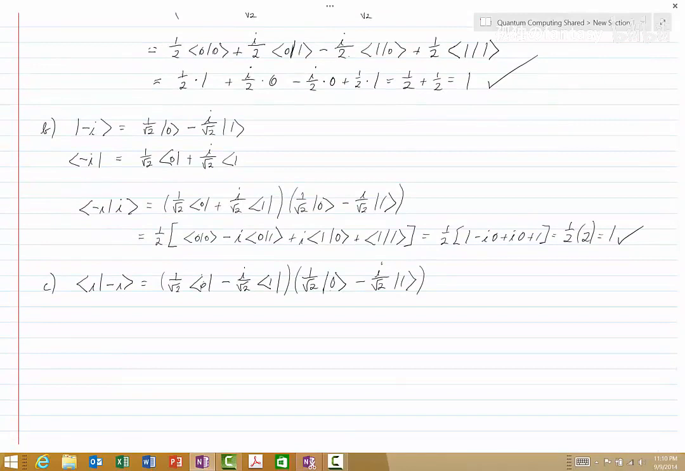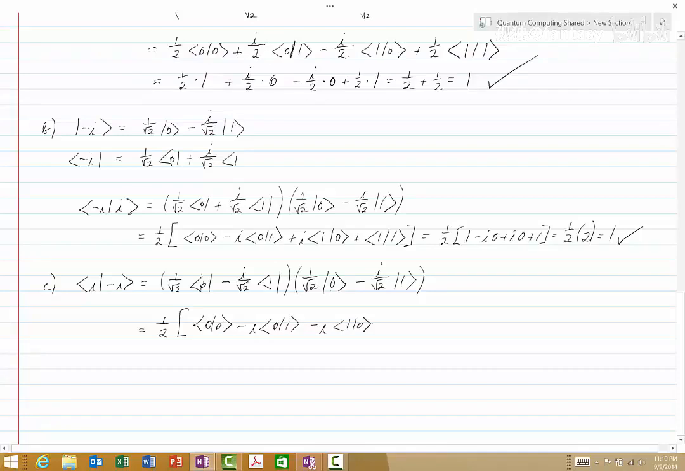And now let's multiply this out and see if everything checks. We will get 1/2 here, and we'll have 0, 0, minus i, 0, 1, minus i, 1, 0, and then finally minus i times minus i, minus times minus is plus, and i times i is negative 1, so minus 1, 1, and that will be 1/2 times 1 minus 0 minus 0 minus 1, and that is indeed 0.